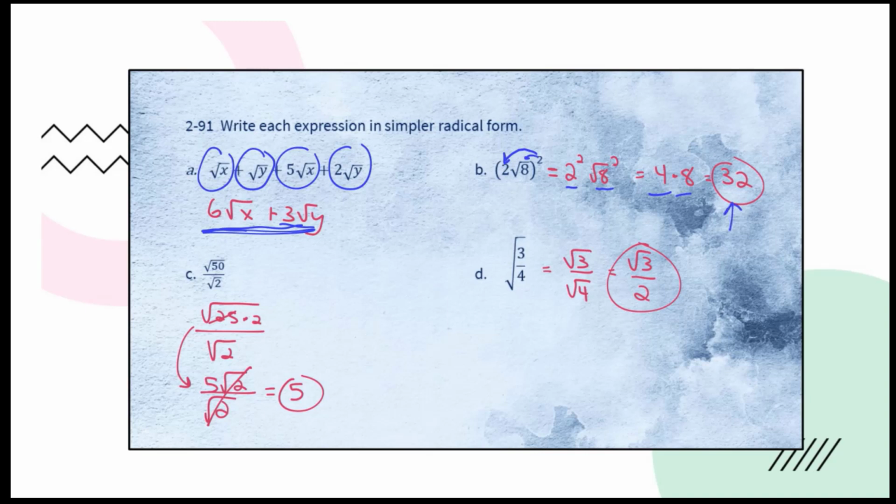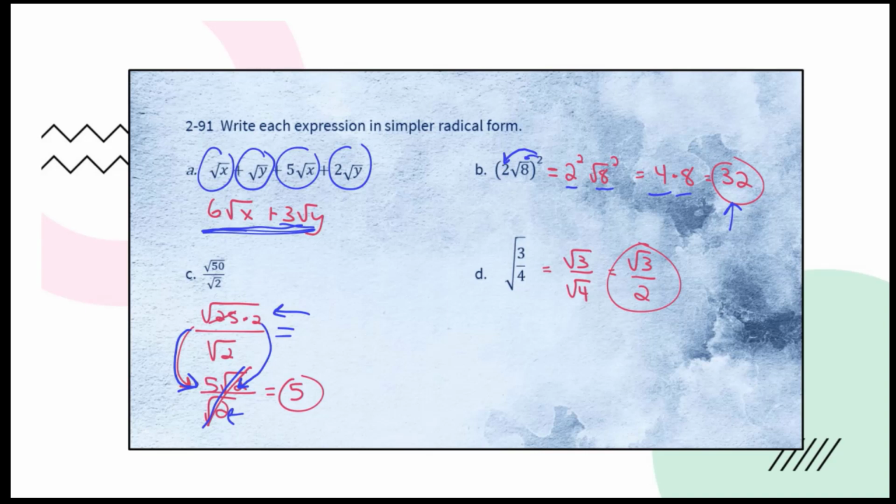On C, what I did is I simplified the top, and you can see that from the fact that I have broken it up into the highest perfect square that goes into 50, which is 25, so it's the square root of 25 times 2. That square root of 25 comes down here and is 5, and then what's left under the radical is root 2. But then it's over root 2. And so you can cancel those out. So that's why it equals 5.